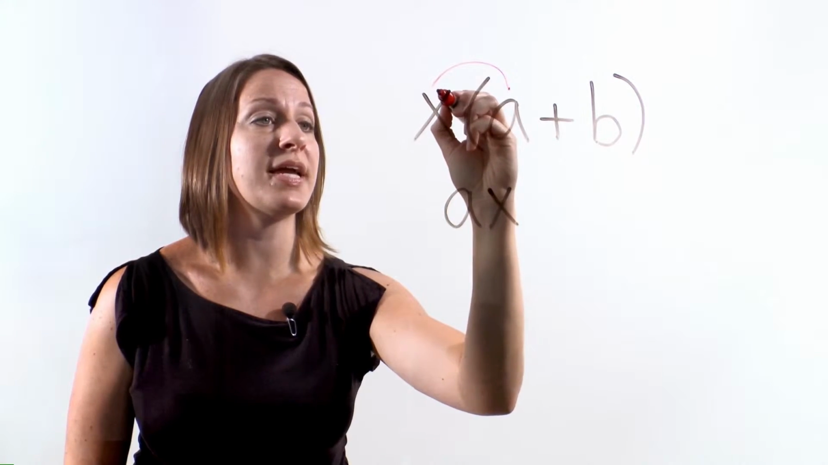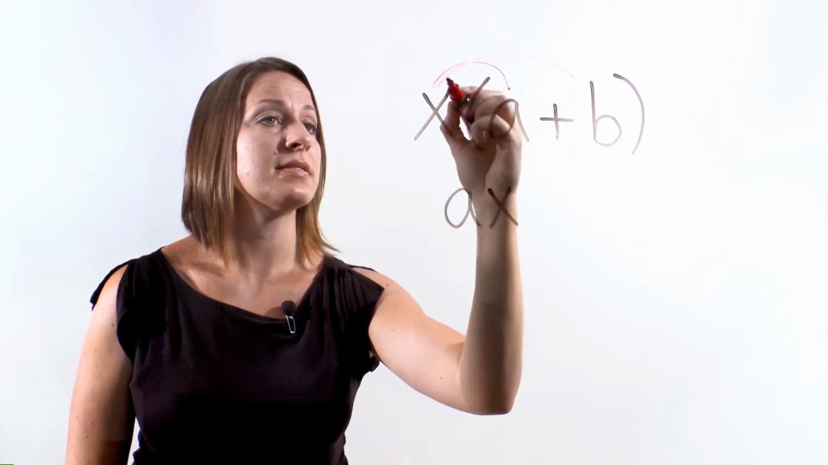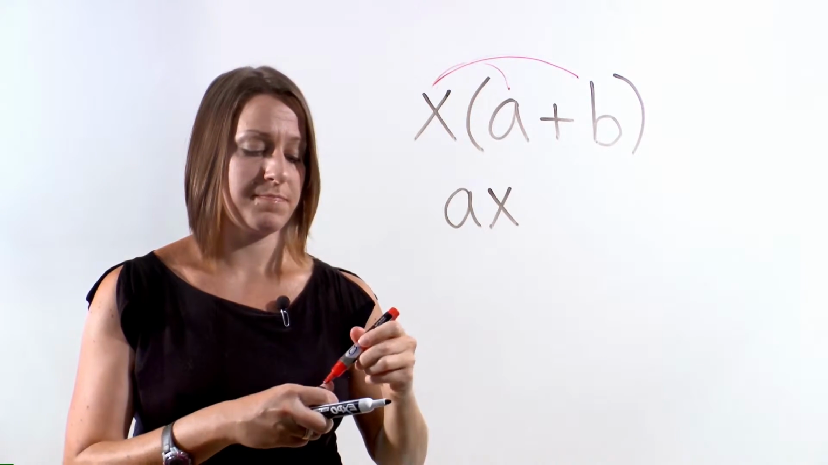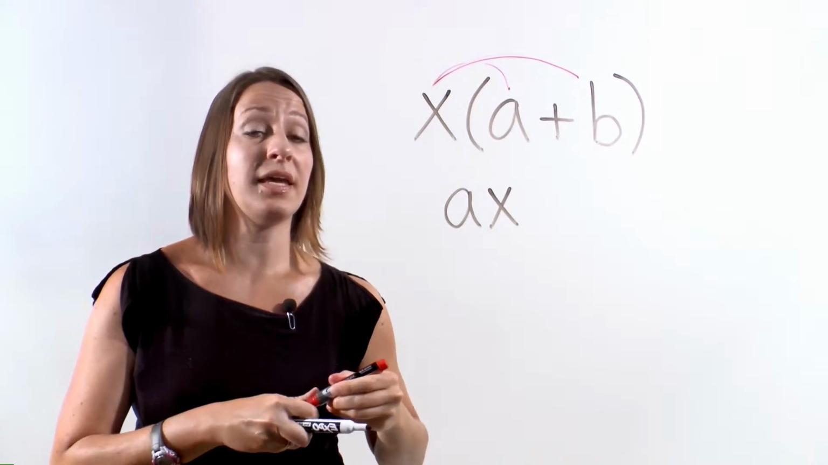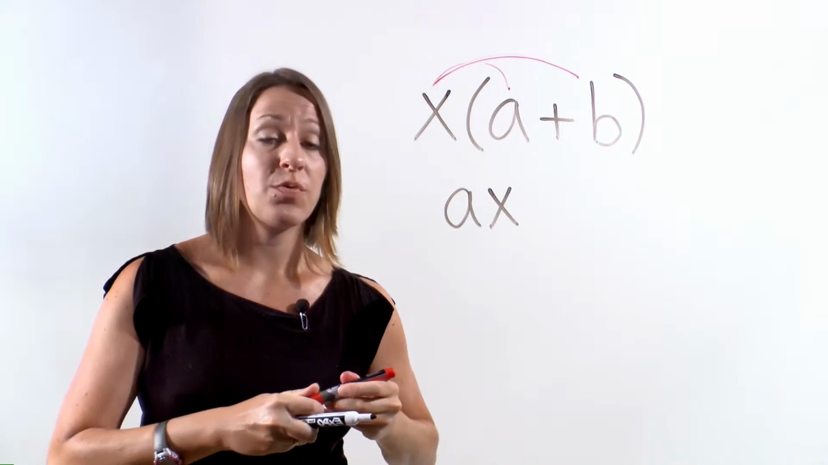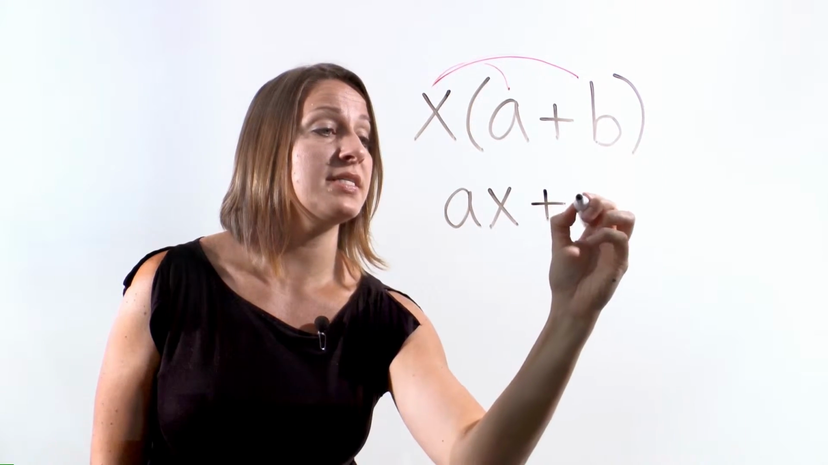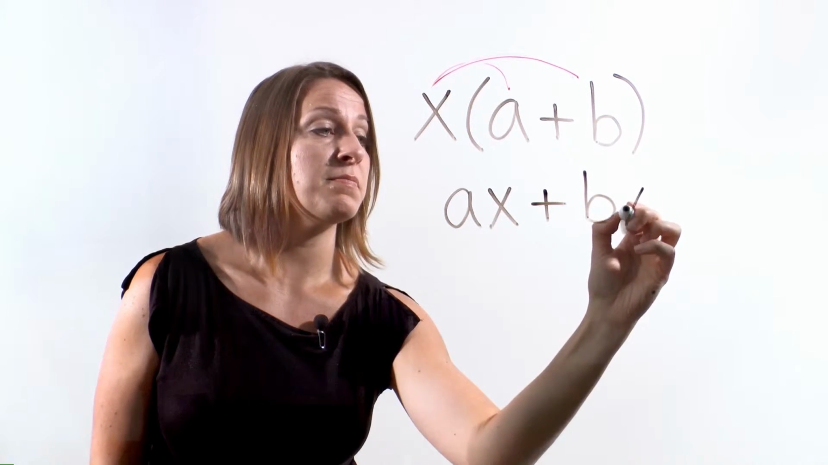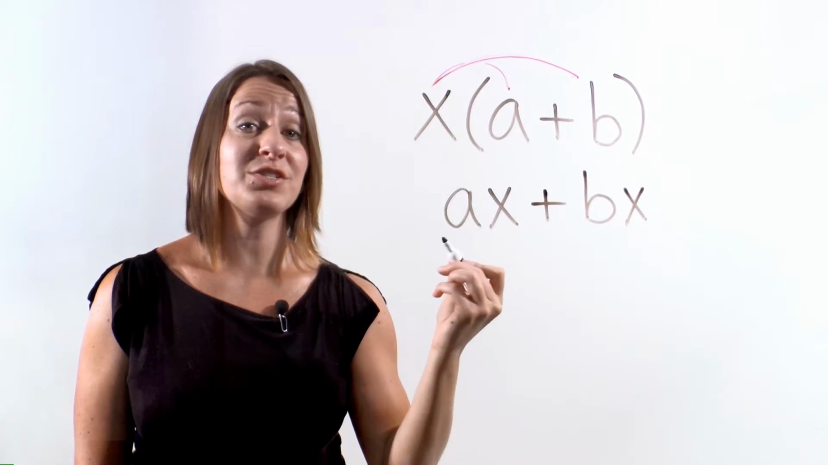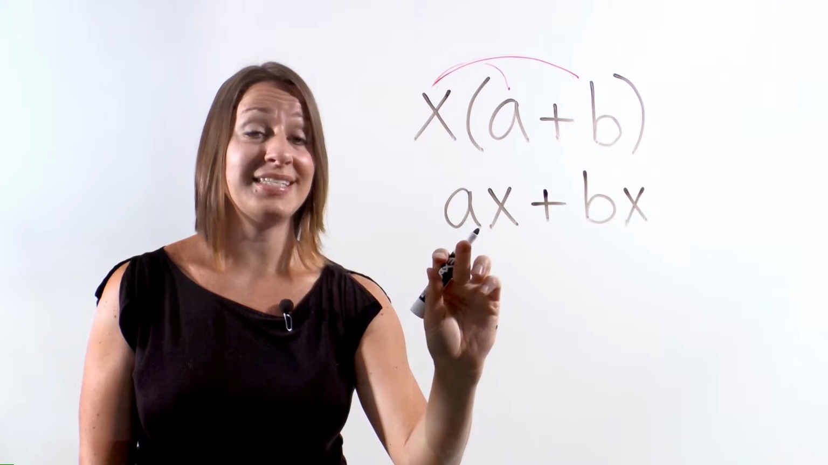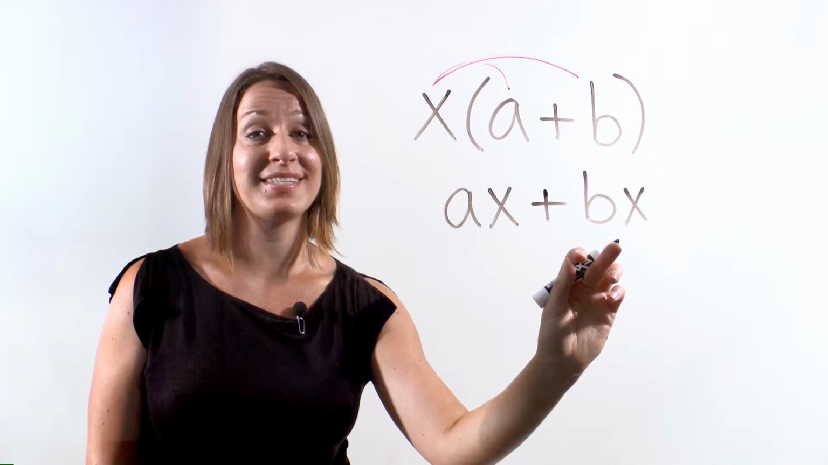Next, we're going to multiply x times b. Again, because they're two variables, we're going to put those in alphabetical order. So it will be plus bx. The answer to this multiplication problem is ax plus bx.